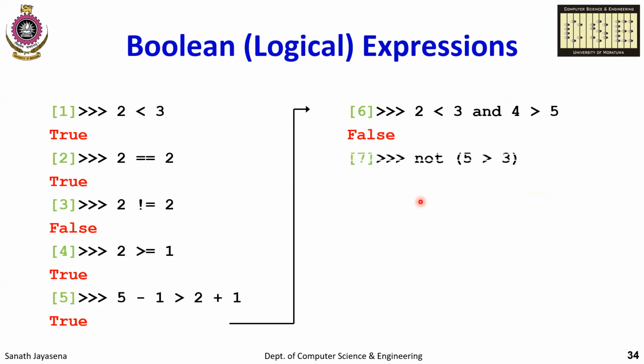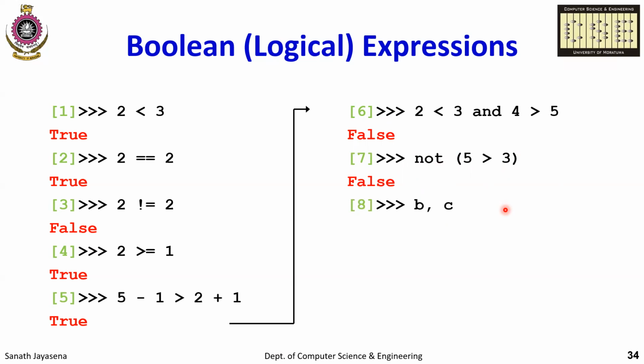Right, let's continue. Not 5 greater than 3. So not is another operator that you can use to make more complicated or more complex operations. So 5 greater than 3, the result is, we know, true, but when you say not, it's a negation. So negation is false, right? Not of true is false.